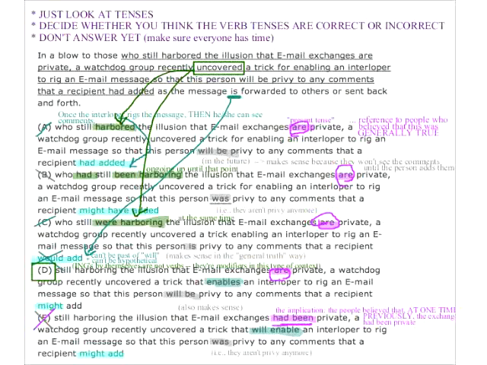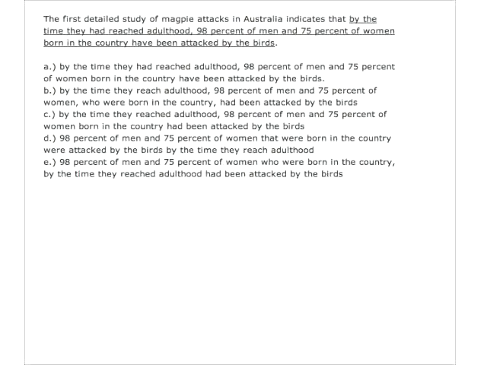Okay, try this right here. Let's see. This is another, by the way, all the problems on this study hall are from GMAT Prep. Okay, again, we're just looking at the verbs. Here are some verbs. That's a verb.